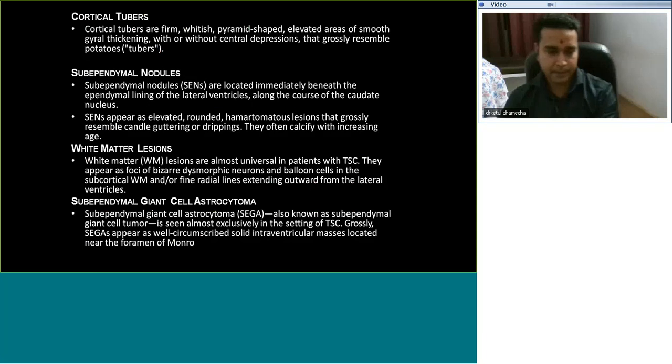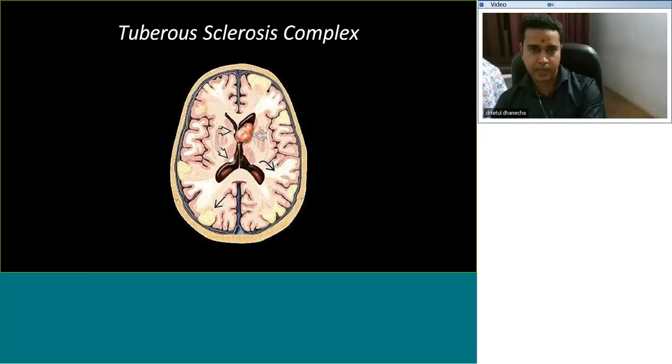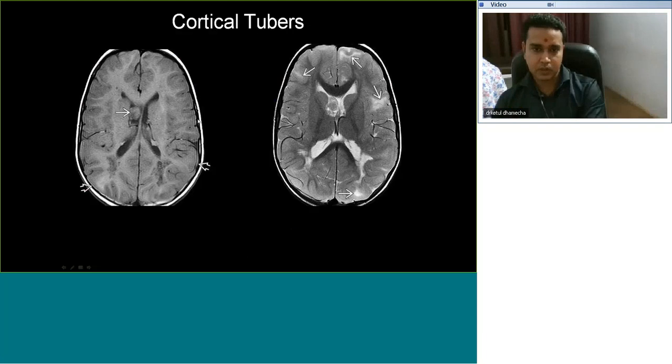Subependymal giant cell astrocytomas are also known as subependymal giant cell tumors. They occur almost exclusively in TS. Grossly they appear as well-circumscribed solid intraventricular masses located near the foramen of Monro. These are all manifestations of tuberous sclerosis complex.